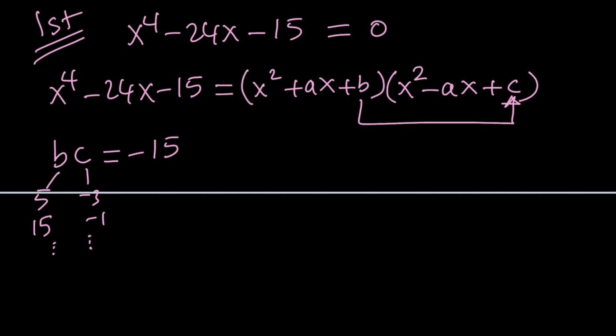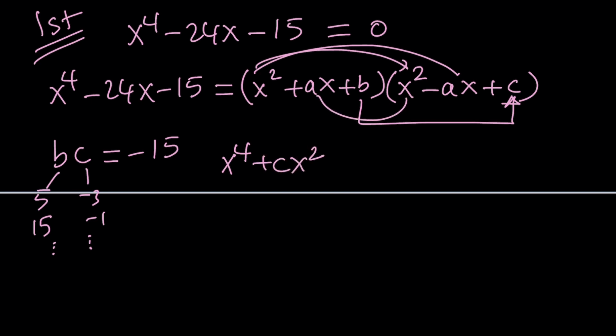So if you go ahead and distribute, for example, you're going to get x to the fourth power from here. And then, as you know, x cubed is going to cancel out. So you're going to continue with cx squared. And then you're done with this, right? And then you're going to distribute the ax, which again is going to cancel out, minus a squared x squared plus acx. And finally, bx squared minus abx plus bc. If we know bc is equal to negative 15, we actually do know that, right? So you can write negative 15 if you want, but that's the only constant term, so no big deal.